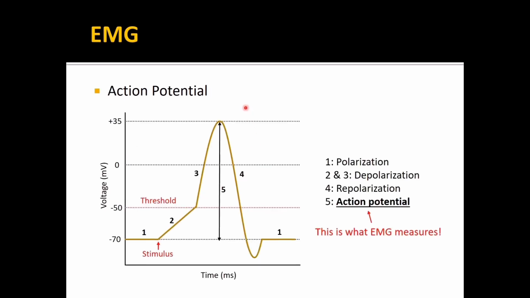Let me visualize the 4 steps in action potential. Number 1 here is polarization, when no stimulus arrived. Then 2 and 3 are depolarization. Number 4 is the repolarization. Number 5, from here to here, is the action potential, and this is what the EMG actually measures.